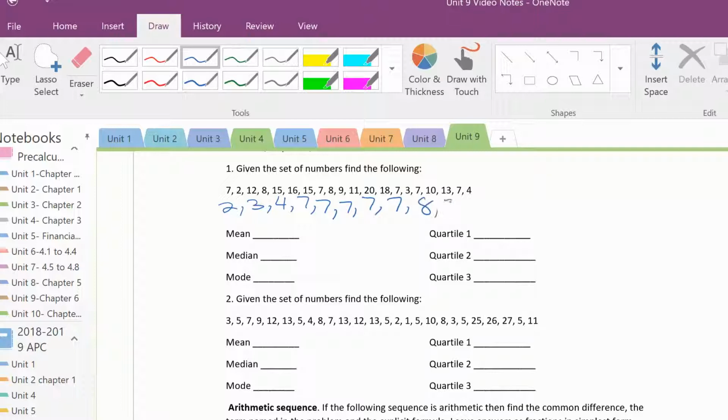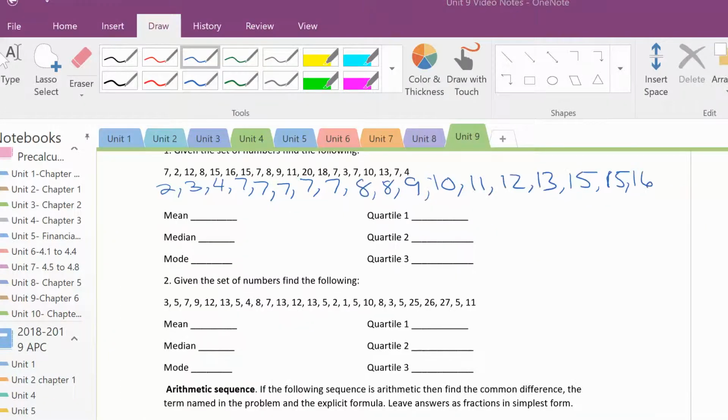8, 8, 9, 10, 11, 12, 13, 15, 15, 16, 16, 18, and 20. So all in all, if you add it up, we have 20 terms.